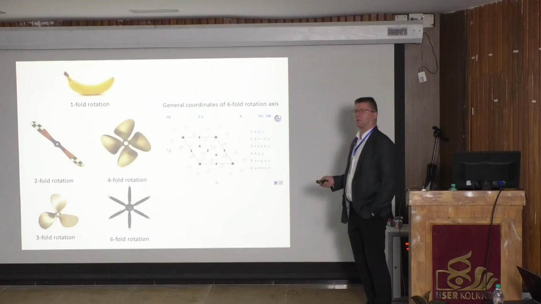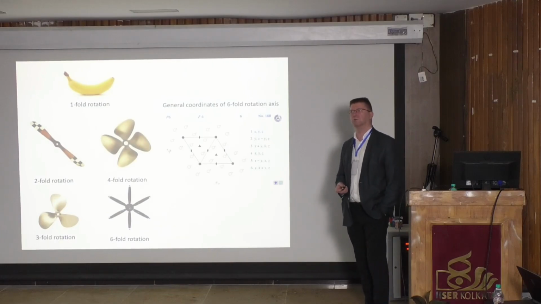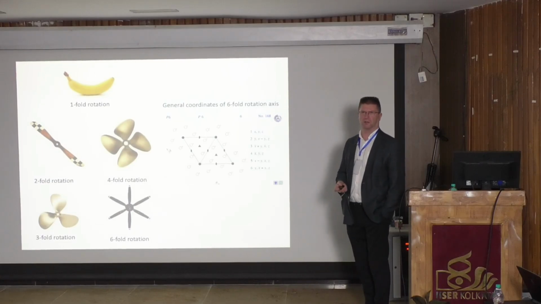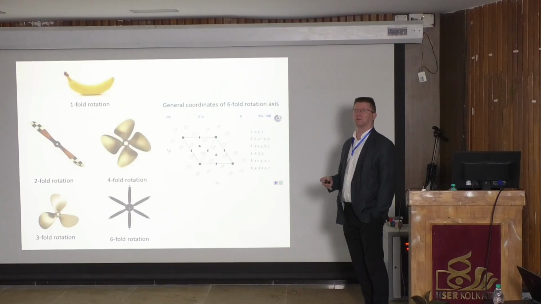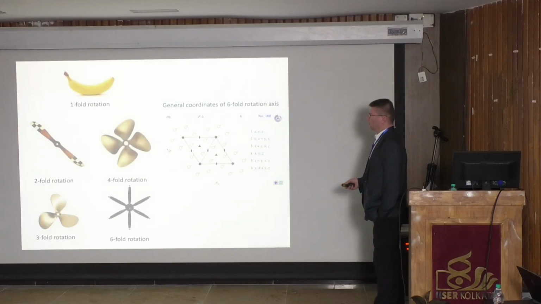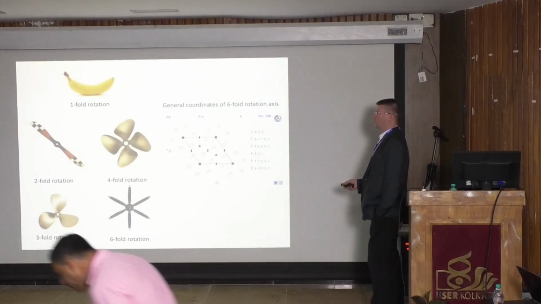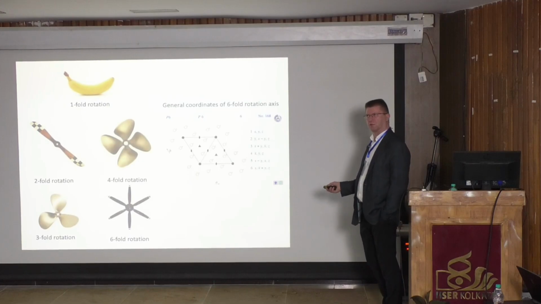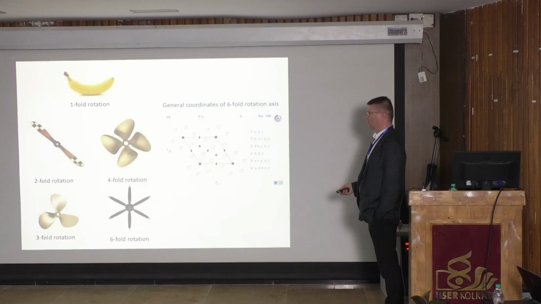So okay, a banana is an interesting chiral object. It's not a molecule, but it only has one-fold rotation, so identity. So you cannot do anything for this because it's chiral. But then we can have a propeller, where this has a two-fold rotation. You rotate 180, or you can have a four-fold rotation propeller, or three-fold rotation propeller, or six-fold rotation propeller. Of course, you can also imagine molecules which have this symmetry operation. So you can have a three-fold rotation of molecules.